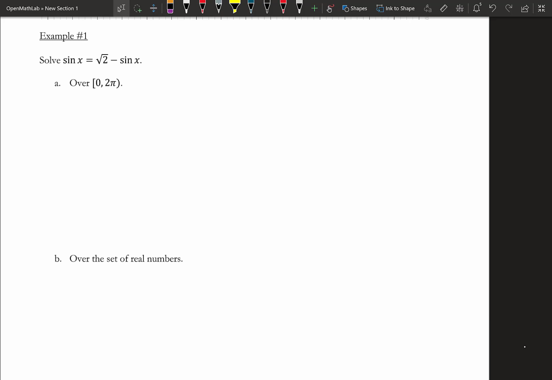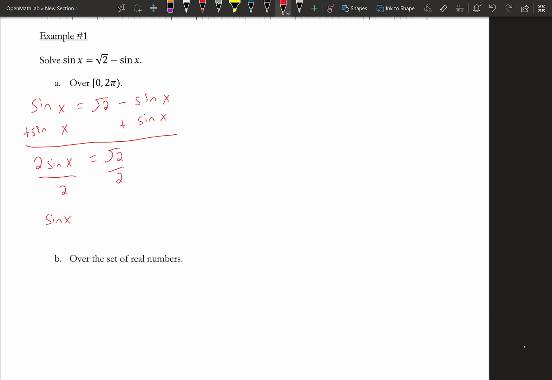So then, example 1, we want to solve sine of x equals radical 2 minus sine x. So here, I'm thinking, let's see if it's possible for me just to get sine x by itself. If I start with sine x equals radical 2 minus sine x, then I could add sine x to both sides. So that gets me 2 sine x equals radical 2. And then I can divide both sides by 2, and I end up with sine of x equals radical 2 over 2.